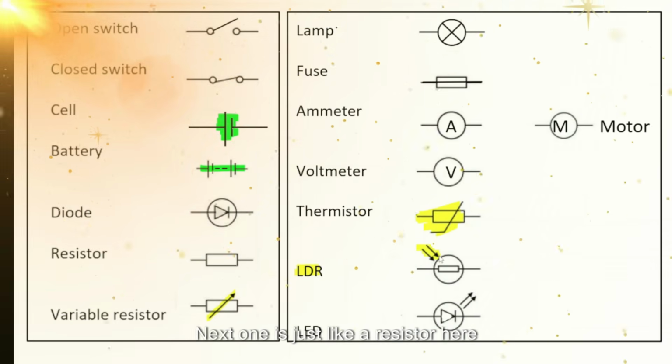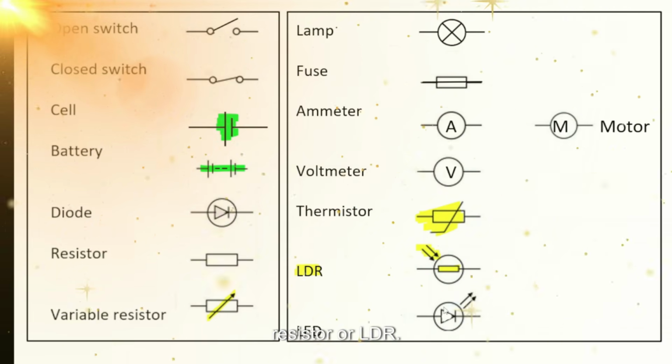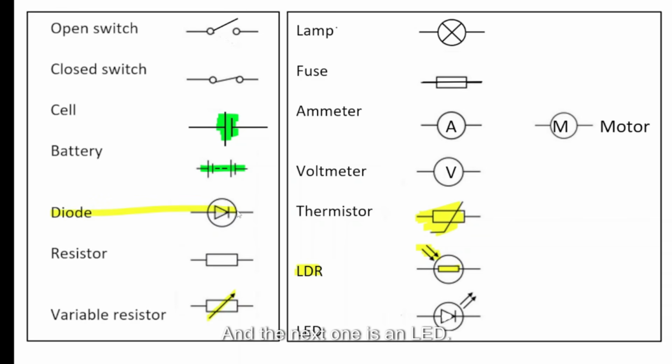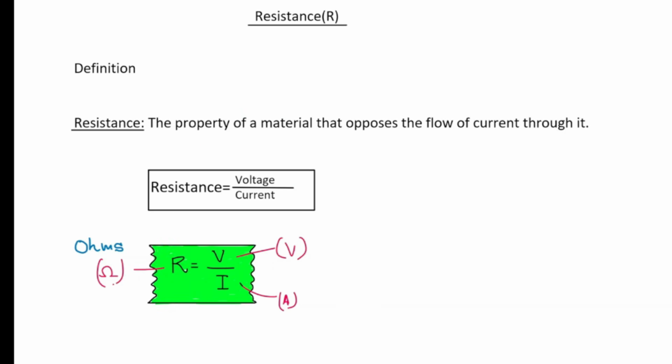Next one is just like a resistor here, and light is incident on it. So obviously it's a light dependent resistor, or LDR. And the next one is an LED. Here you can see the diode, and here's the same diode. But what's this? This is light going out. Light is being emitted. So light emitting diode, or LED.